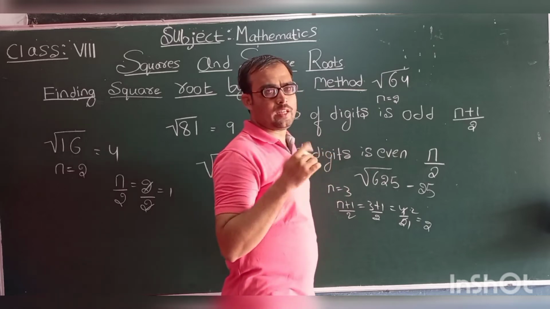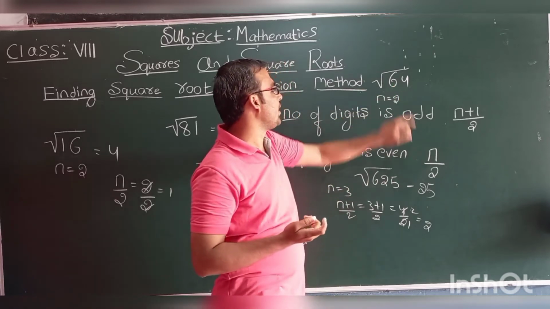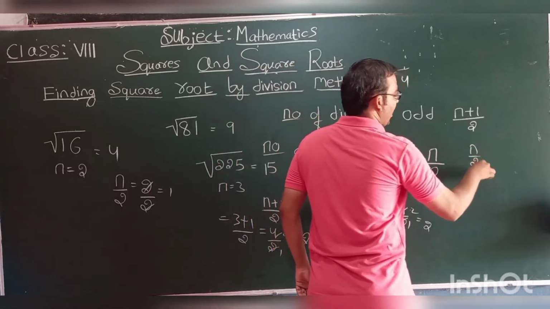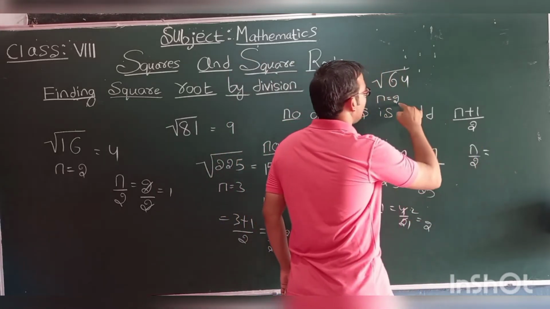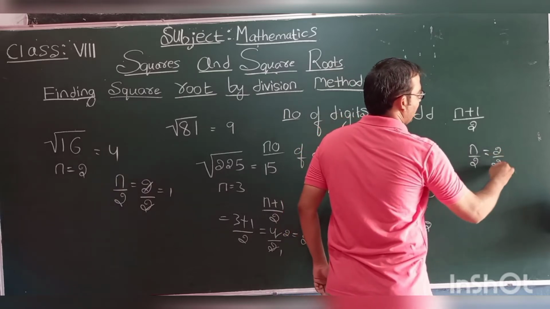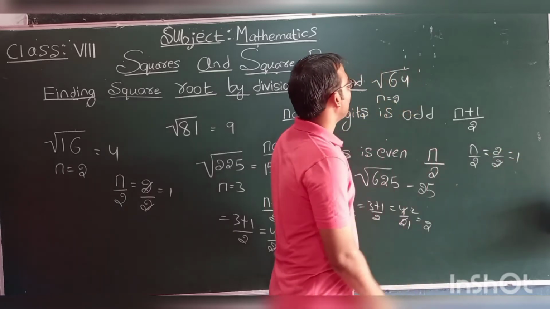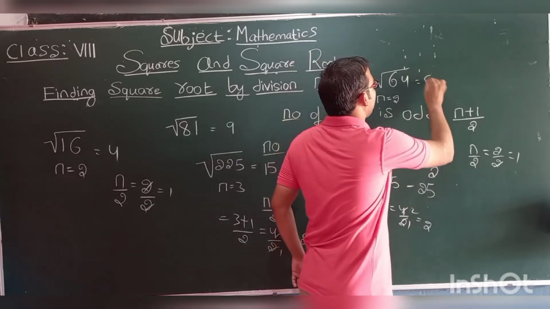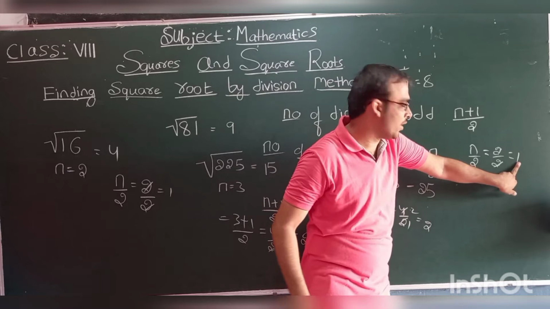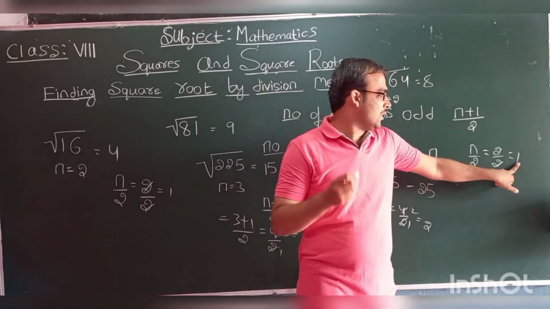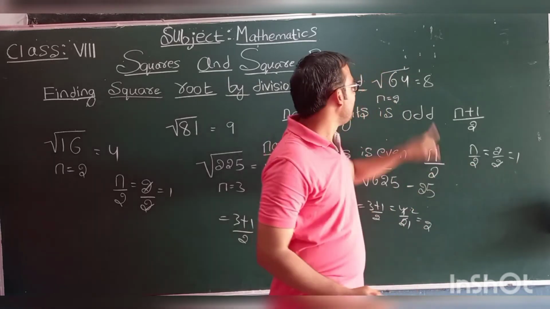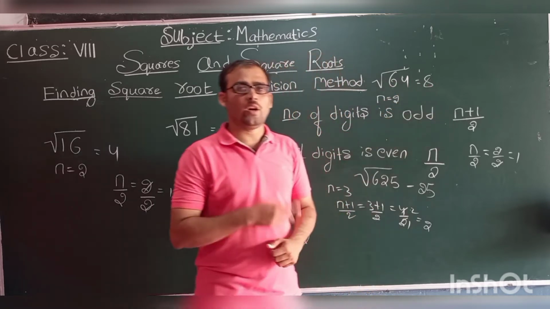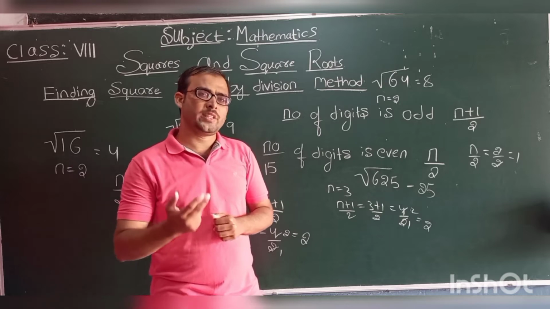If we want to find the number of digits in the square root of this number, then we need to find n by 2. So n is 2, and 2 by 2 is nothing but 1. What is the square root of 64? It is 8. Here we have got 1, which means there is 1 digit in the square root of this number. That digit is 8. So I think you might have understood how to find the number of digits in the square root of any number.